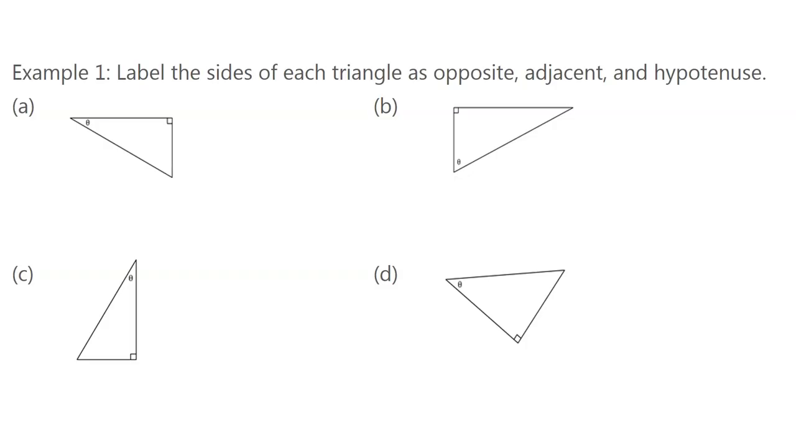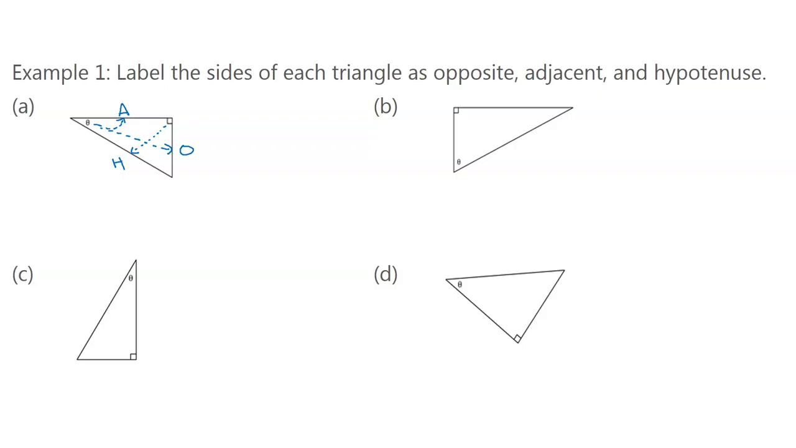So let's look at example 1, where they want us to label the sides of each triangle as the opposite, adjacent, and hypotenuse. I always like to start with the hypotenuse, because that one's across from the 90. So this one here would be H. The one across from the angle, we say that that's the opposite, so we'll say that's O. This one here next to it is called the adjacent, A.